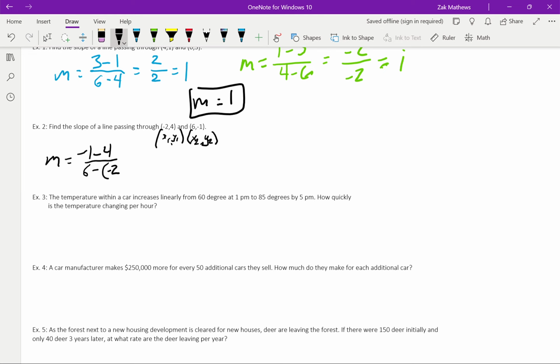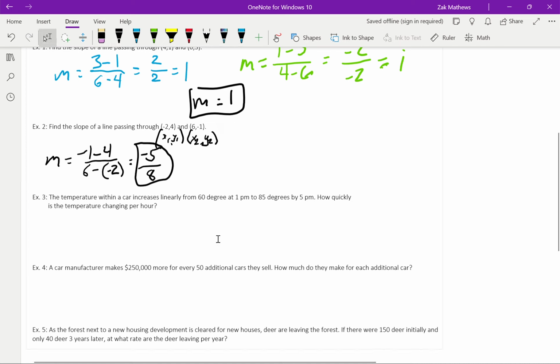So here I'm subtracting a negative. Remember, a double negative always turns into a positive. Negative 1 minus 4, that's subtraction, that gives me negative 5. But then in the bottom, we have 6 minus the negative 2. That gives me a positive 8. So we end up with a slope of negative 5/8. There's nothing to simplify on that one. So calculating the slope is pretty straightforward.